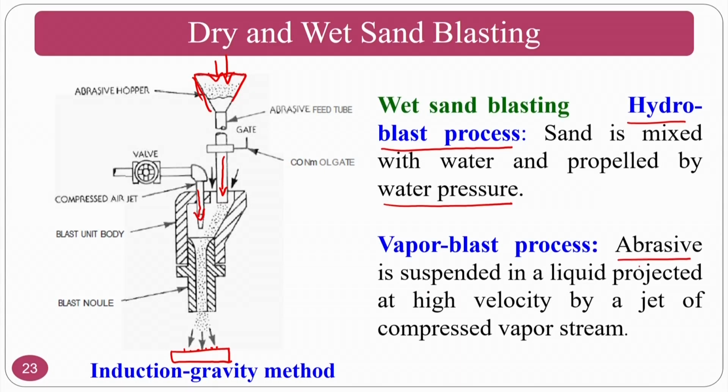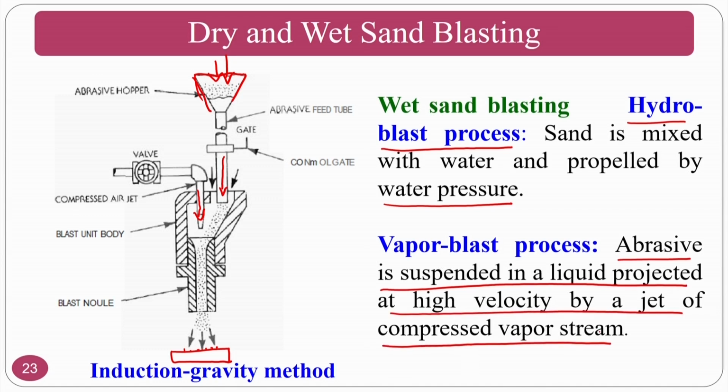In the vapor blast process, abrasives are suspended in a liquid and projected with high velocity by a jet of compressed vapor, steam or other streams. Normally you will have vapor along with the water as well as the abrasive. Some people may use the vapor only, or some people will also mix it with this one, so that it becomes more and more effective. Your divergence will reduce, and dust and other things will be reduced.